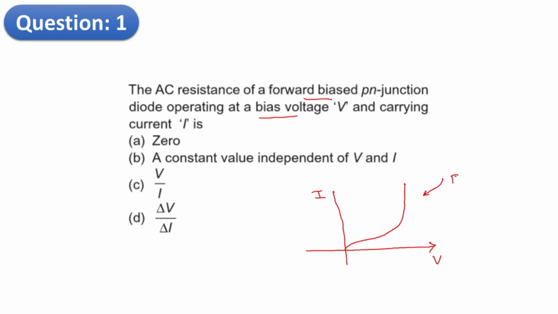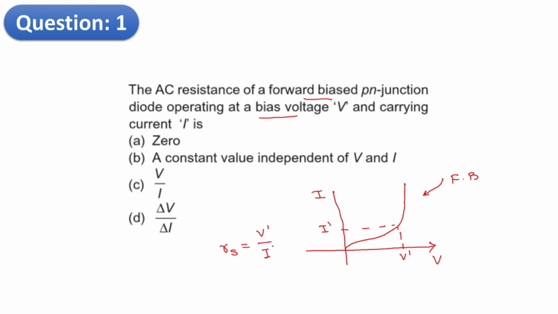There are two currents. One is the forward current, and one is the static current. At a particular voltage, the value of current, suppose this is I dash and this is V dash. So the static resistance R_S is equal to V dash divided by I dash.